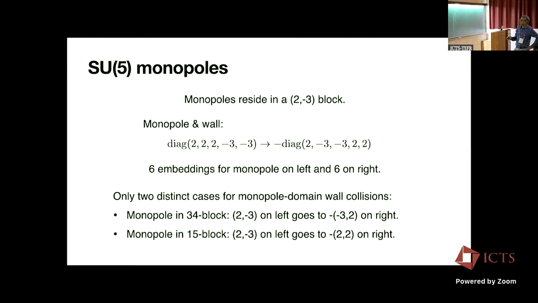But if I'm looking at the monopole domain wall collisions, then there are only 2 distinct cases. I can take a monopole in the 3, 4 block. So I can take this 2 and minus 3. I can put the monopole here. And then this will go into minus 3, 2 on the right, this one. If I take the monopole in the 1, 5 block, then I have 2 minus 3 over here. And that will go to a 2, 2 on the right.